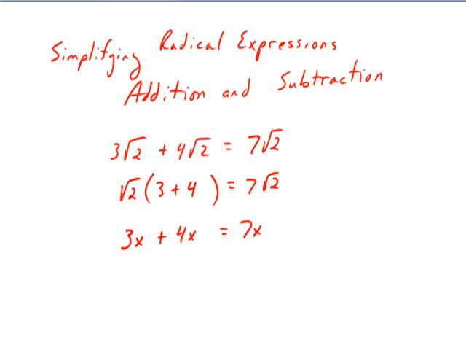In this section, we're going to have problems that need to be simplified first. The radicals need to be simplified before we can combine the like terms. Before we get into that, let's also look at subtraction. 6 root 3 minus 2 root 3. In this case, again, I have like radicals, so I can combine the coefficients of 6 minus 2 to get 4 root 3.